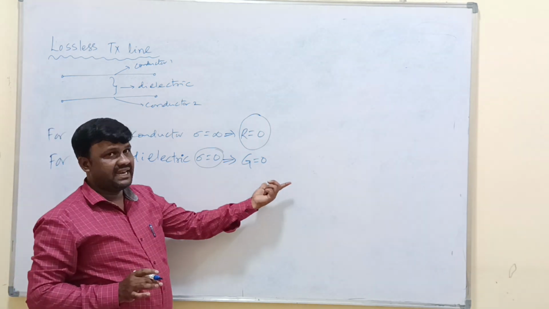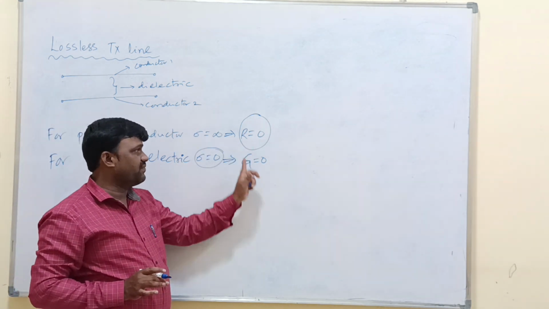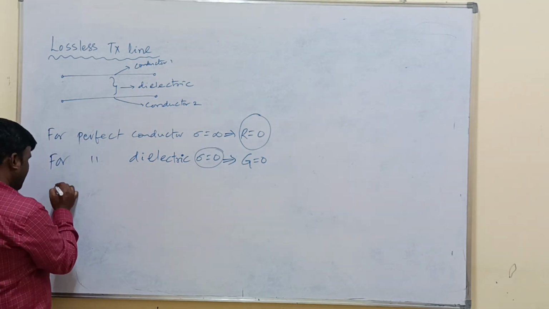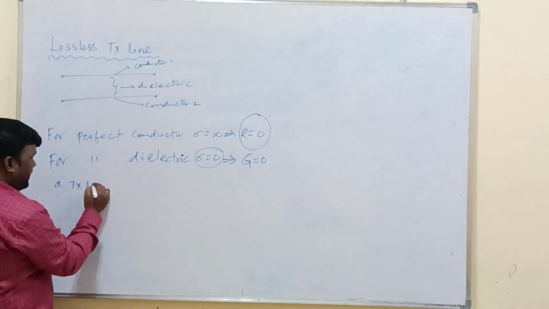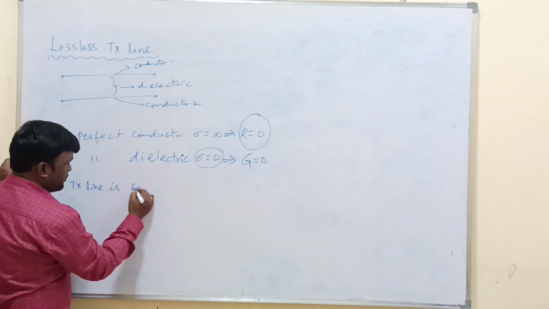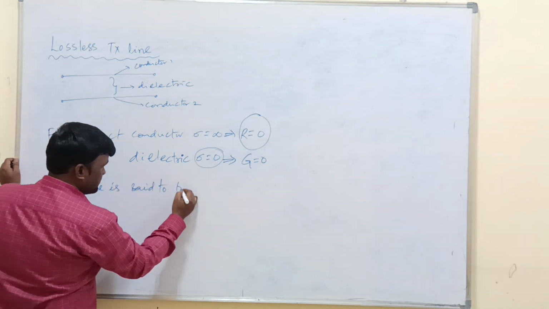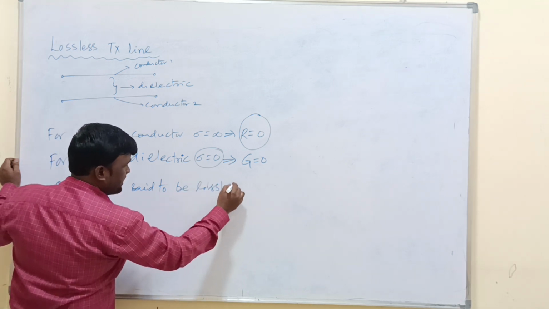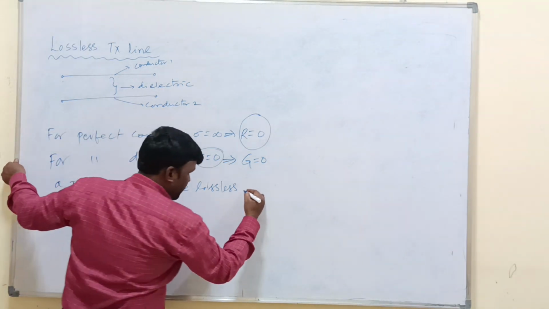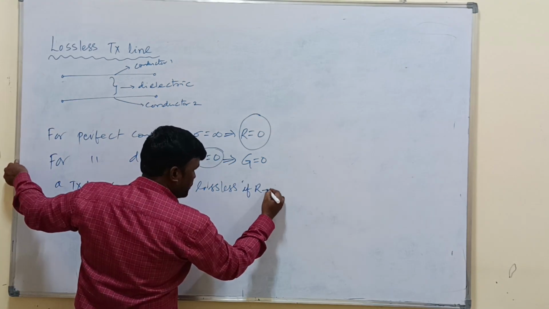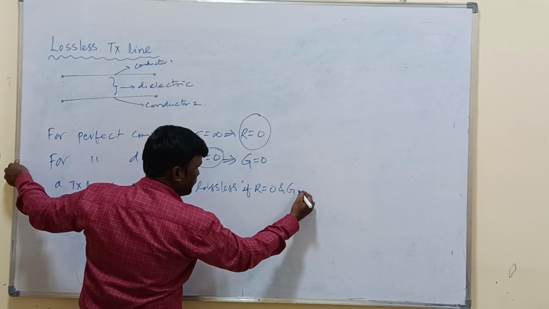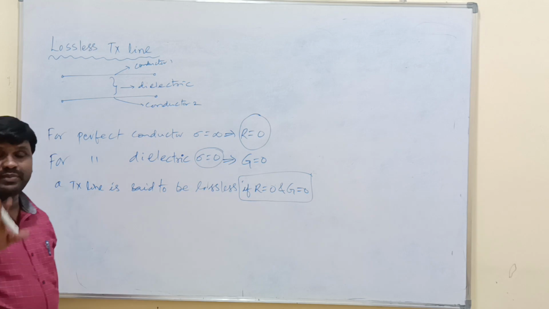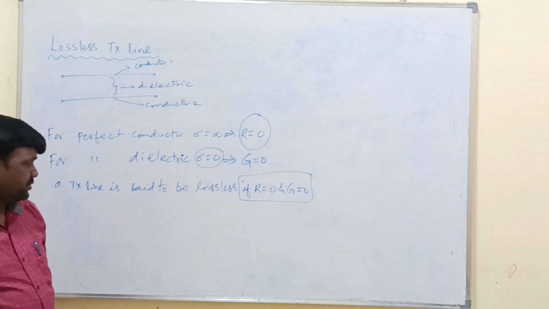Now we can define a lossless transmission line in terms of R and G. A transmission line is said to be lossless if R equals 0 and G equals 0. That means for a lossless transmission line, R should be equal to 0 and G equal to 0.